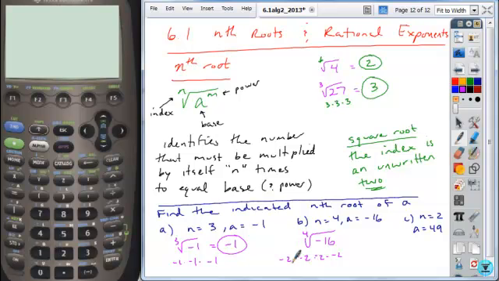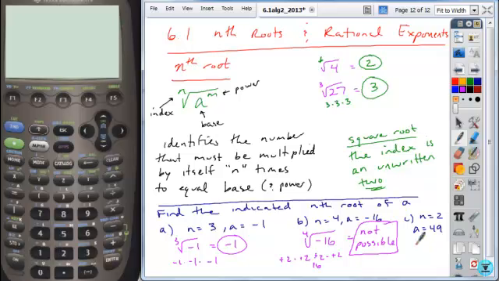Here, you have 4 negatives, so they're going to cancel. Those 2 cancel, these 2 cancel. So you have 16. Is 16 equivalent to negative 16? No. So this one is not possible. In fact, you can never take an even indexed radical. You can't take a square root or a fourth root or a sixth root or any even index of a negative number in the real number system.